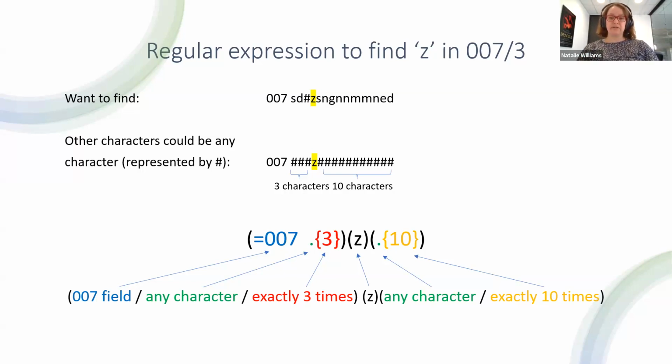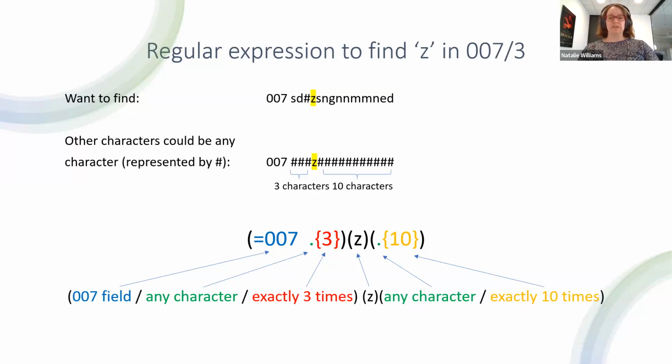So there you can see the regular expression I'm going to use. The syntax for regular expressions can be a bit daunting, so let's break it down. First, in blue, I've specified the 007 field. Next, in green, is a period, which is a wildcard and can be any character. After that, in red, I've told it to repeat the period exactly 3 times. So that covers the first 3 characters, which in my case could be any character.